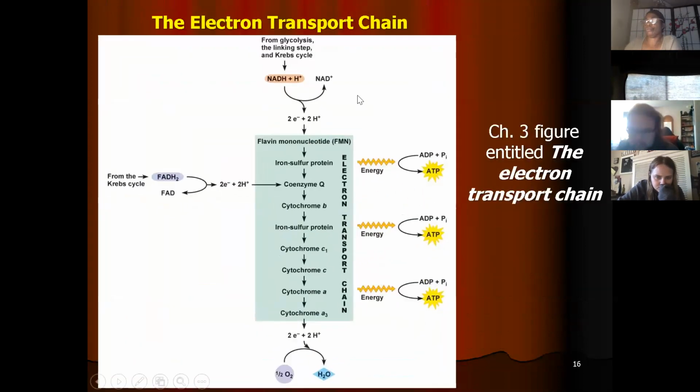But here's from your textbook showing you this. The electrons from NADH go through the whole box. 1, 2, 3. The electrons from FADH2 skip the first one. 1, 2. Does everybody see that? And then here it is. 2 electrons, 2 protons go on the oxygen, forming water.